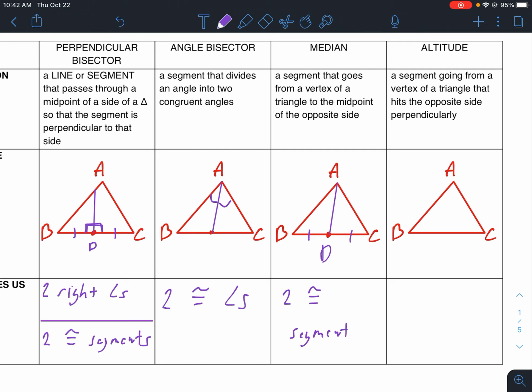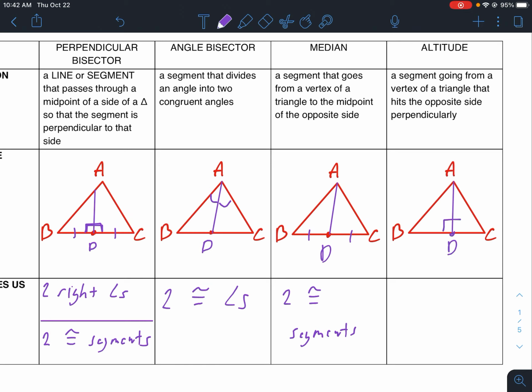I just realized I forgot in the last one to put a letter there. We'll put that letter D on that point. And the last one is called an altitude. An altitude goes from a vertex that hits the opposite side perpendicularly. So start at A and draw a line so that it's perpendicular to BC. Do the best you can. It's not going to be perfect, but that looks pretty good. We'll call that point D. And it's perpendicular means it gives us right angles there. So what does an altitude give us? An altitude gives us 2 right angles.